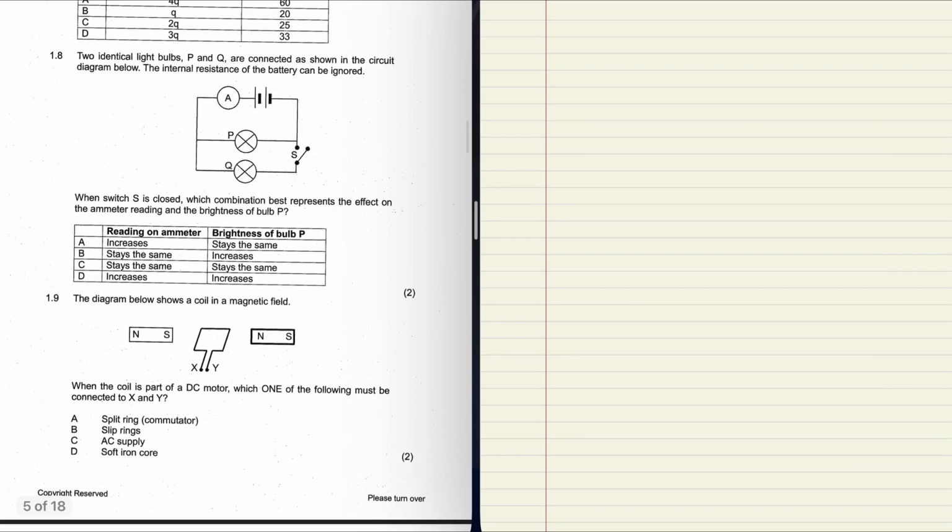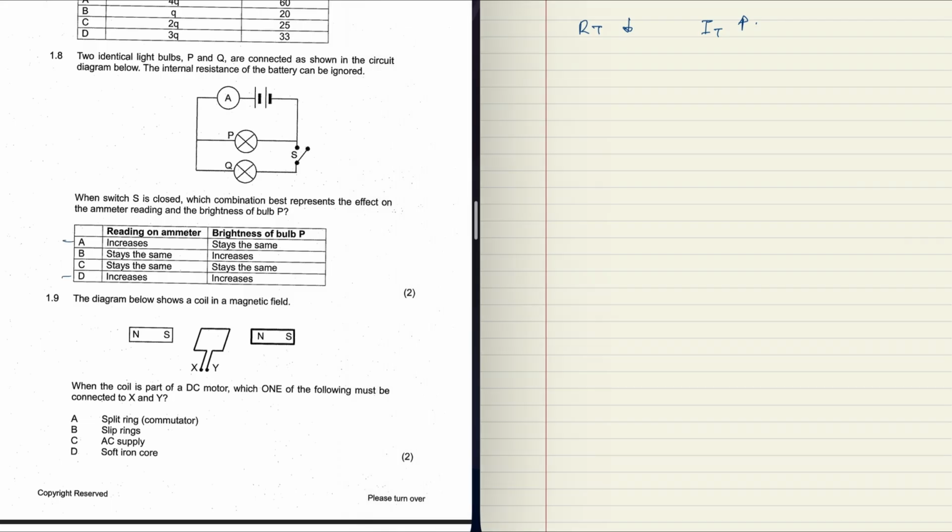Question 1.8. Two identical light bulbs, P and Q, are connected as shown in the circuit diagram below. The internal resistance of the battery can be ignored. When switch S is closed, which combination best represents the effect on the ammeter and the brightness of the bulb? So when the switch is closed, these two bulbs will be connected in parallel. So if you add a resistor in parallel, the total resistance decreases, which means that the current will increase. So we have option A and option D.